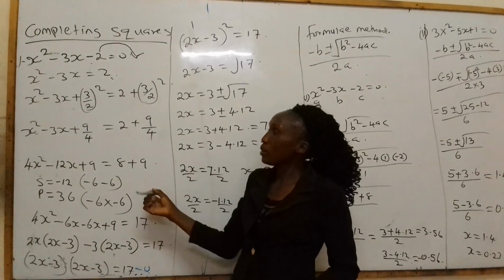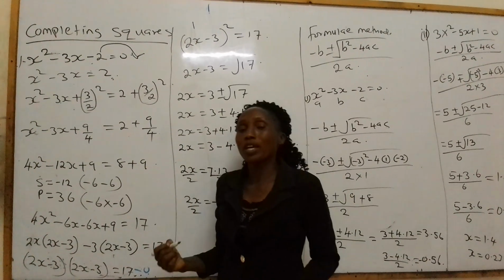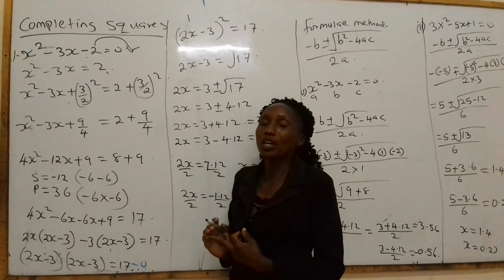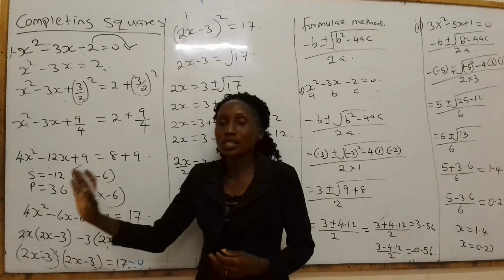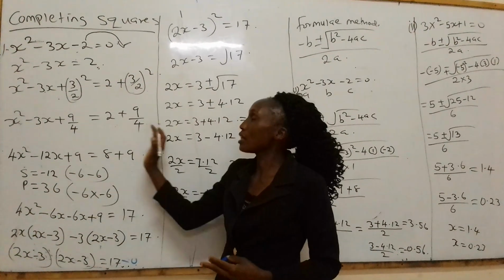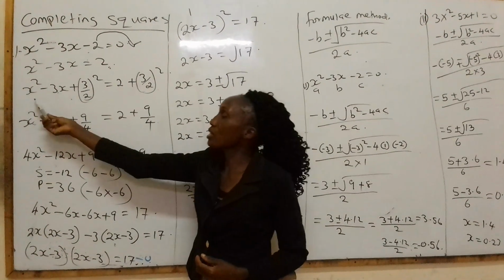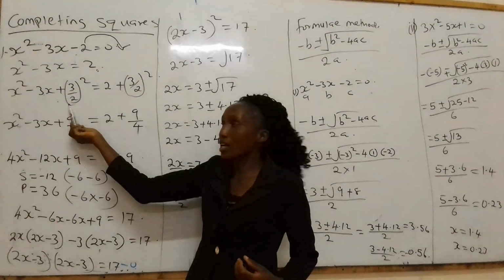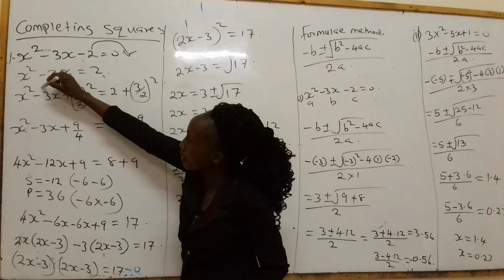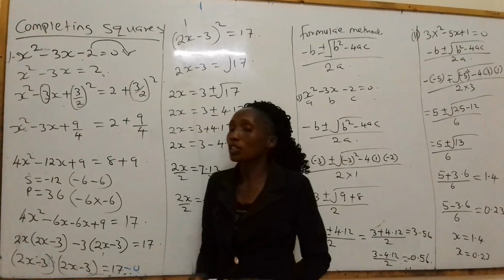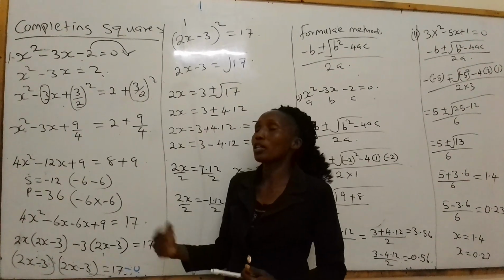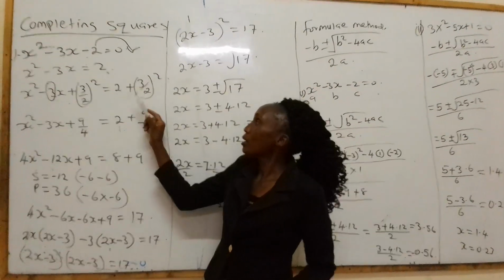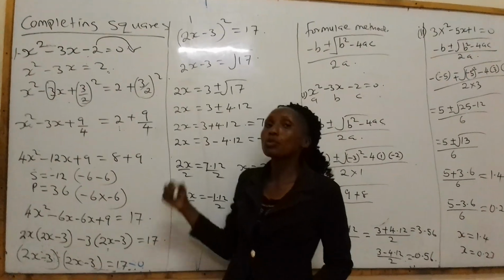The next step is we divide the coefficient of x by 2 and then we square it. After squaring that value, you add it to both sides. The coefficient of x now is 3. You say 3, divide by 2, and then square, and then you add it on both sides: 3 over 2 squared on this side and 3 over 2 squared on the other side.